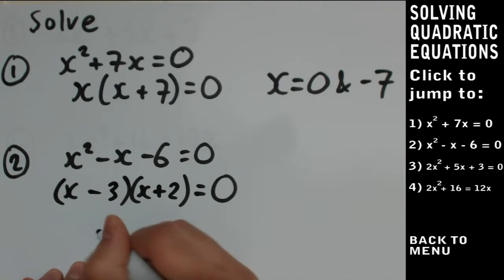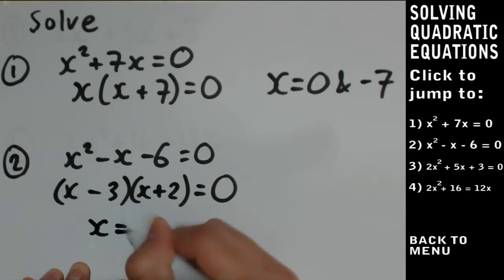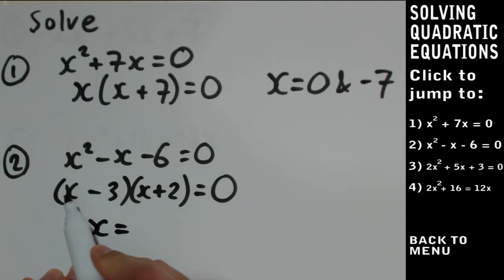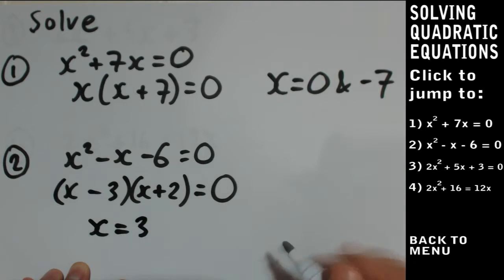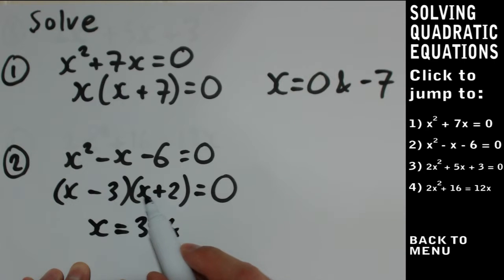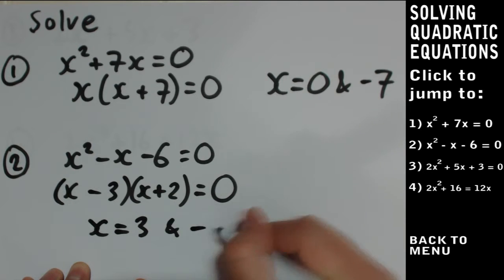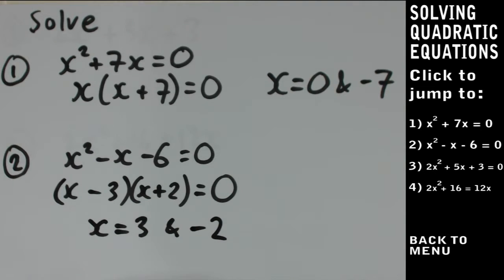So x for this one has got to be 3, because 3 take away 3 gives 0, so that makes this bracket equal 0, so it's 3. And for this one, x has got to be minus 2, because minus 2 plus 2 is 0, so that would make this bracket equal 0, so minus 2.